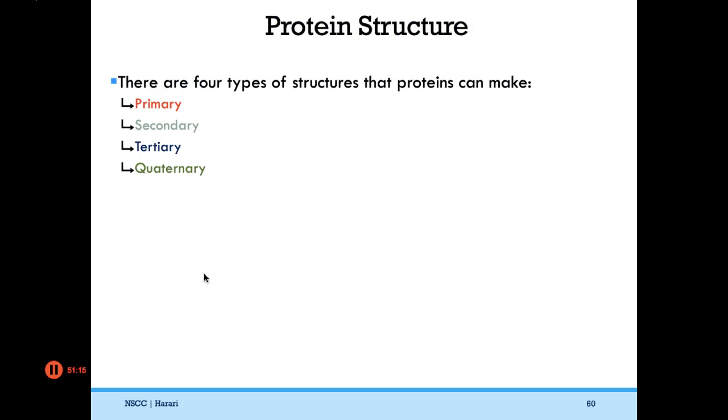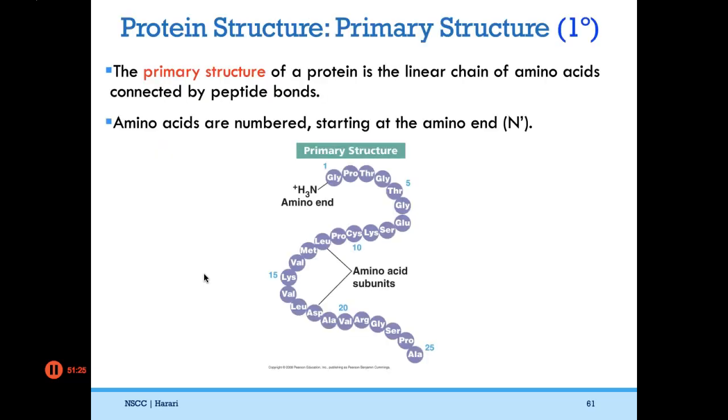There are four levels of structure that a protein can make. So there's primary, then secondary, tertiary, and sometimes quaternary structures of a protein. The primary structure is the easiest. Primary is abbreviated like one with that degree sign. The primary structure of a protein is simply the linear chain of amino acids connected by peptide bonds. So the primary structure is just the chain of amino acids all connected together. So glycine, proline, threonine, glycine, threonine, glycine, they're just a chain of amino acids.